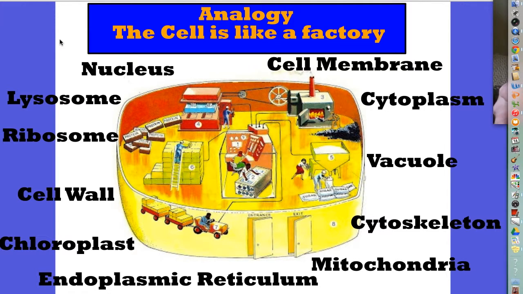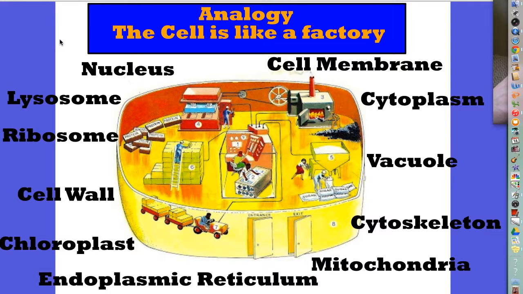We have chloroplasts in plant cells. Chloroplasts are special structures that convert sunlight into usable energy. So imagine this is a modern factory and they're trying to be energy efficient. They may very well have solar panels on the roof. Solar panels that take energy from the sun and turn it into electricity so that the cell can use it. That would be analogous to the chloroplasts themselves.